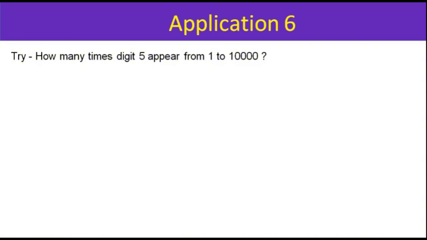Similarly, I have 4 positions for 5. 5 can be on the 3rd position, 5 can be on the 2nd position, 5 can be on the 1st position. In each of the cases, I have 1,000 cases, 10 into 10 into 10. So in total, it would be 1,000 into 4 positions for 5. Hence, the answer to this question should be 4,000. What are you saying? A, B, C, D.